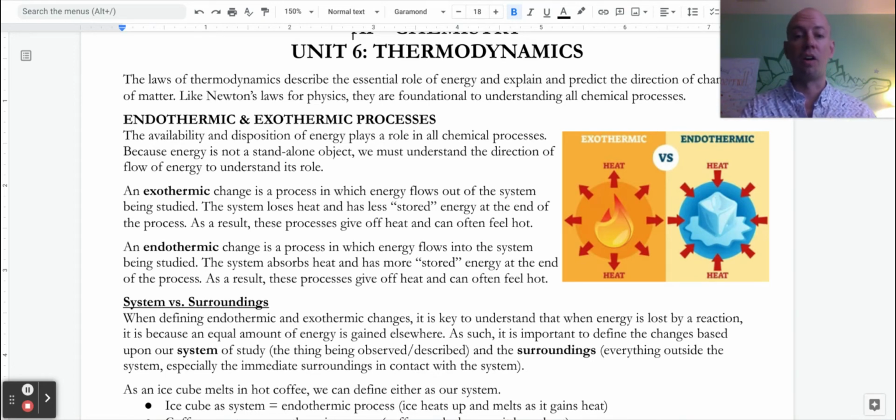Endothermic is the opposite in all ways. Energy flows in. We take energy that used to be outside of our system of study, and now it is inside the system, sometimes stored as potential energy, or sometimes we think of it as chemical energy within our substances. As a result, these will often, and I have it backwards here, absorb heat. That's what happens. And they will feel cold, although a hot or a cold feeling isn't our only indicator.